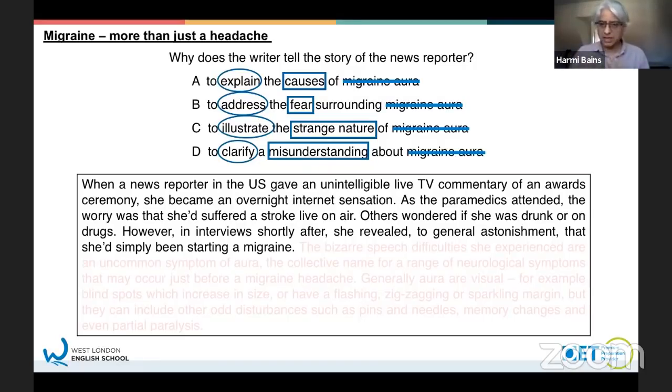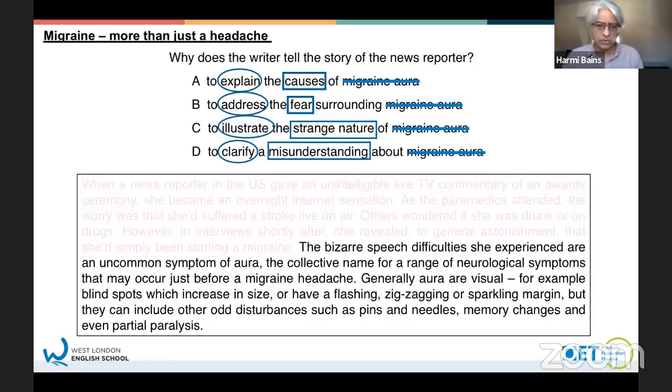Suddenly she became unintelligible. Something strange happened. They thought she had a stroke. Others thought she'd been drinking or she was on drugs, but she said, basically, I just had a headache. That's all it's telling you in the first part of the paragraph. So it's telling you what happened to the news reporter.